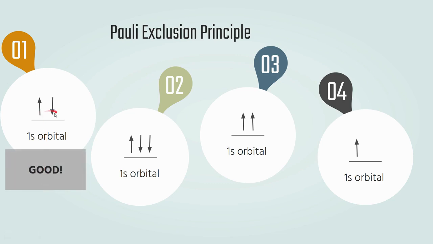We have opposite spins and at most 2 electrons, so that looks like a good orbital. In this case, we're actually violating 2 rules at once. One, there's too many electrons in one orbital, and 2, these 2 down arrows have the same spin, so we can't have that. Our third orbital has 2 electrons with the same spin, so that doesn't work.